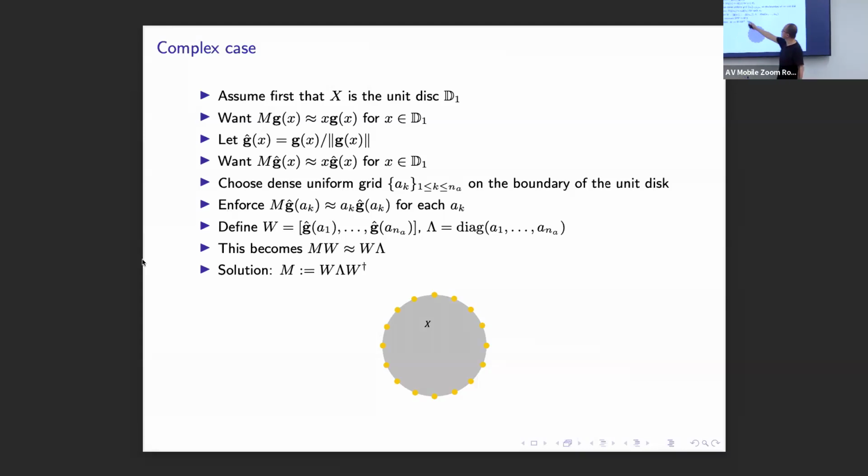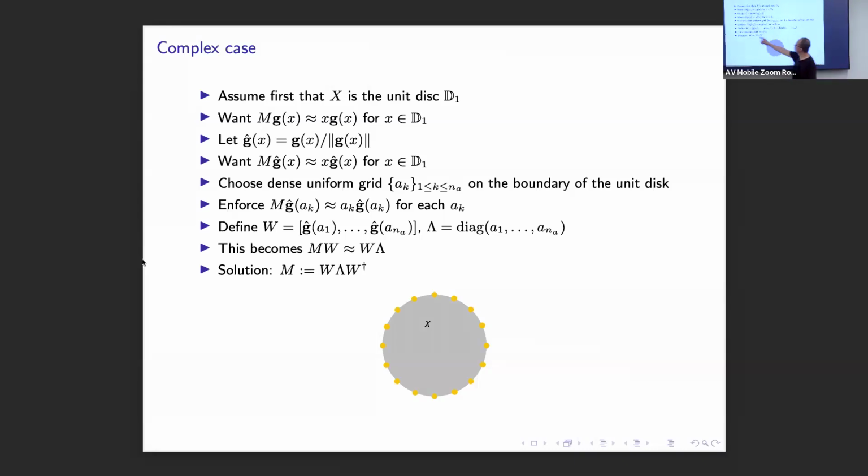Recall that the condition for the eigenmatrix is that I want M applied to g_x to be roughly equal to x g_x. This has to be true for any x in the interior of this unit disk. For numerical reasons, I will scale the vector g_x a bit, because for some kernels, for example the Laplace kernel, at some locations the kernel has a very small numerical value, while at other locations it might have a big numerical value. So numerically, it's not so stable. Therefore, I'm going to scale all the vectors g into unit vectors. And then the condition that I want for M becomes M applied to g hat is roughly equal to x times g hat. Okay? Now g hat is normalized.